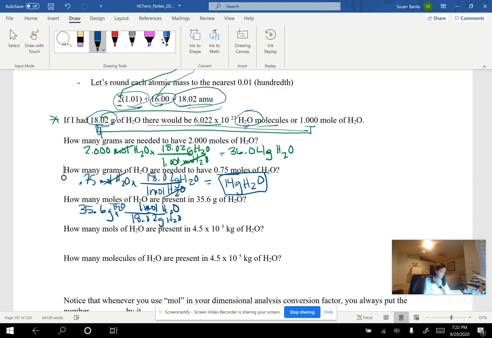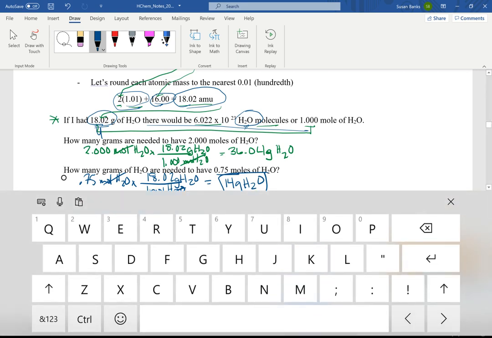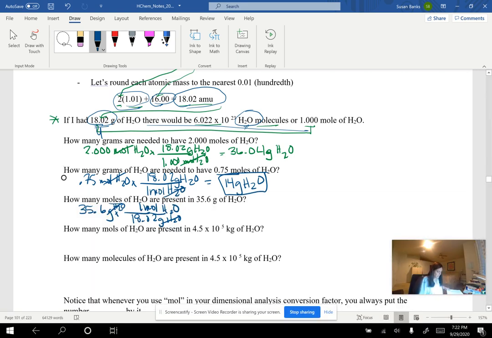Okay, now I have grams of water divided by grams of water, so that unit cancels out, and I'm left with moles of water. So I'm going to take 35.6, and I'm going to divide it by 18.02, and that will give me my moles of water. Now notice that I have 3 sig figs here, and I have 4 sig figs here. So when I'm all said and done, I'm going to report 3 sig figs. So this will give me 1.98 moles of water, because that's the unit I have left, moles of water.